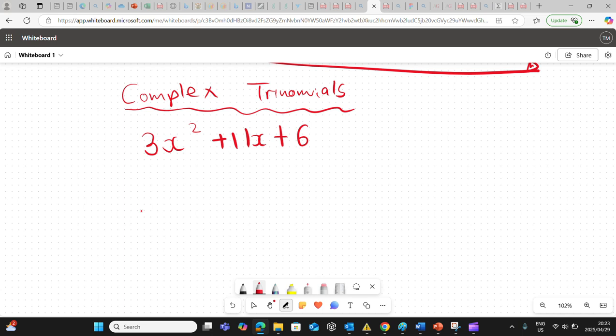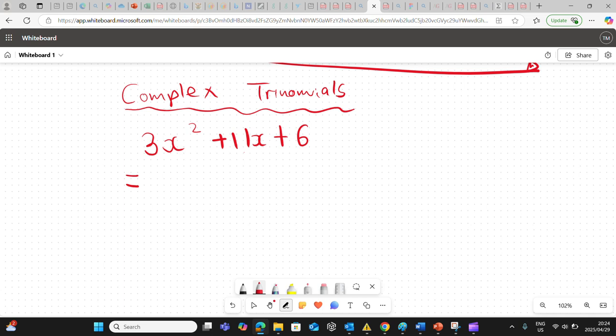at the back of your brain, you're thinking, okay, cool, there's a common factor, but no, there isn't. There isn't a common factor that you can take out. 3 does not go into 11, even though it does go into 6. But remember, common factor has to be common in each and every single one for it to go out as a common factor. So what do we do then?